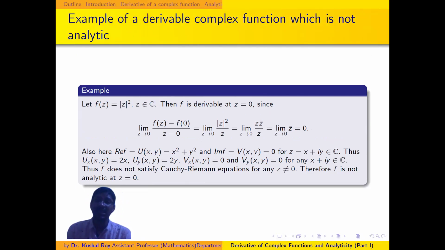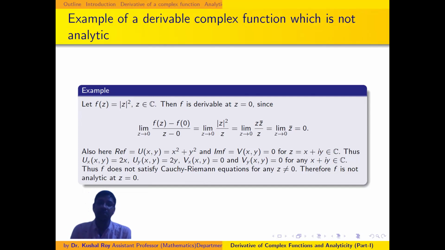But it can be derivable at some isolated points. So that means you can have some function which is derivable at isolated points, but not derivable in a neighborhood. In that case, you will get a derivable complex function which is not analytic. For example, f(z) equal to mod z square.